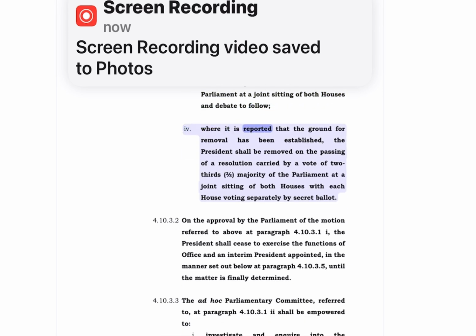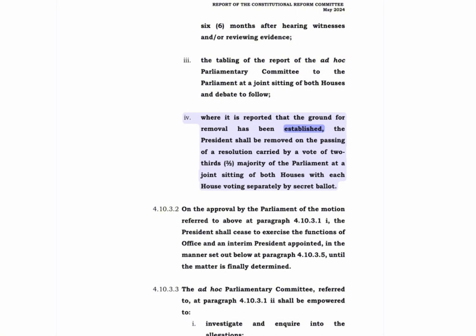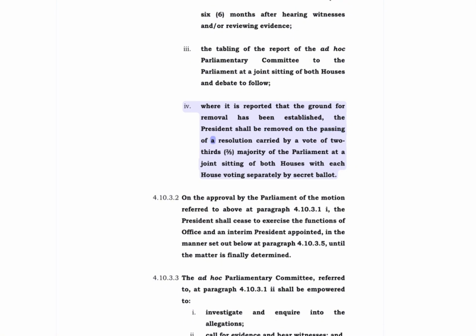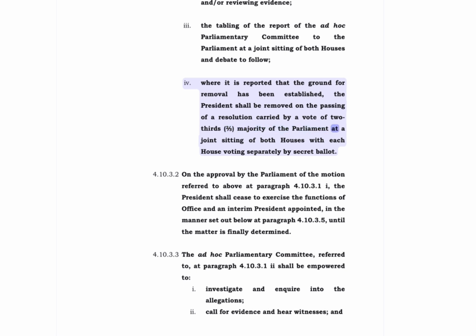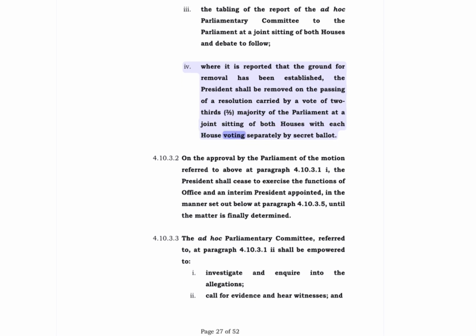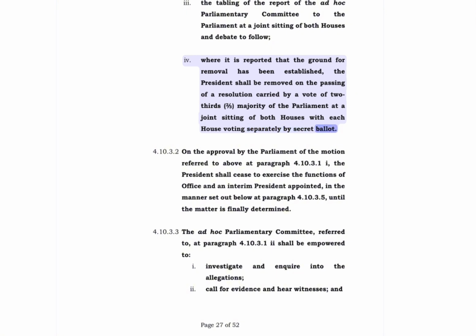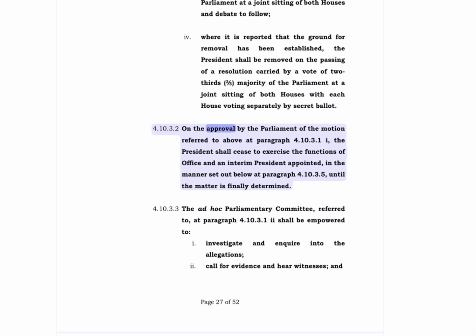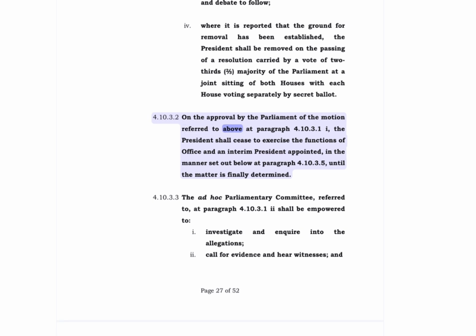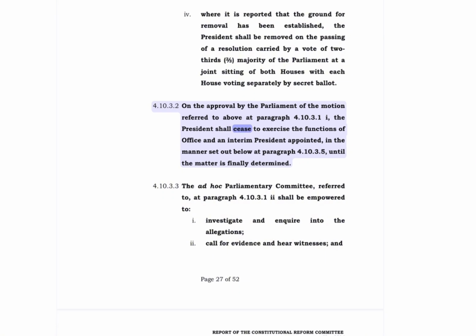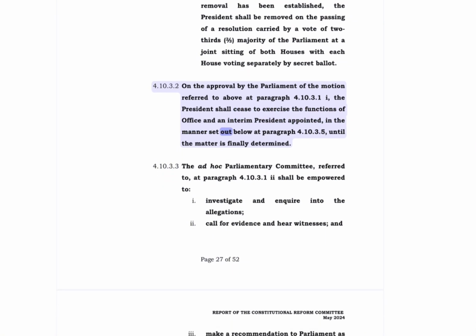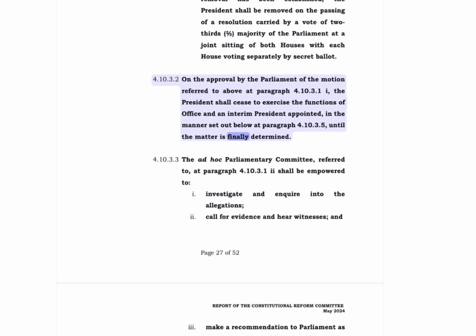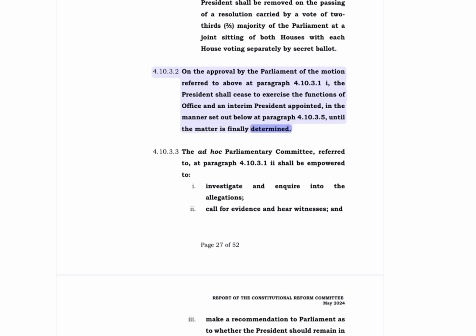4. Where it is reported that the ground for removal has been established, the President shall be removed on the passing of a resolution carried by a vote of two-thirds majority of the Parliament at a joint sitting of both Houses, with each House voting separately by secret ballot. 410.3.2 On the approval by the Parliament of the motion referred to above at paragraph 410.3.1, 1. the President shall cease to exercise the functions of office and an interim President appointed, in the manner set out below at paragraph 410.3.5, until the matter is finally determined.